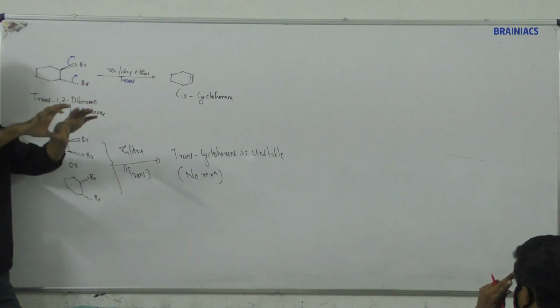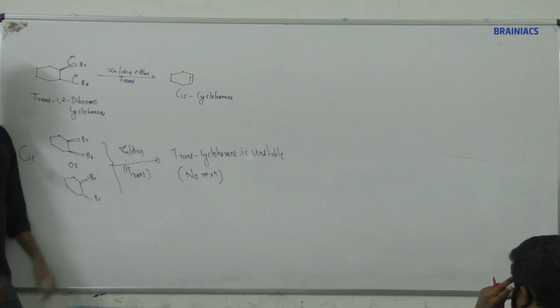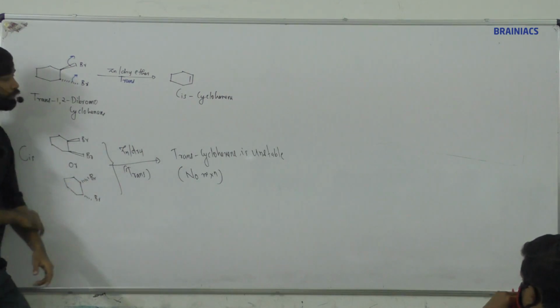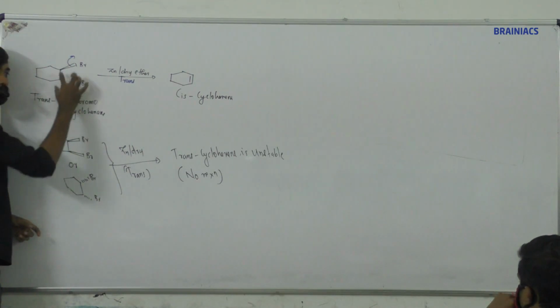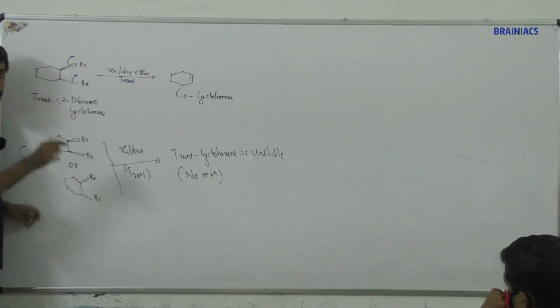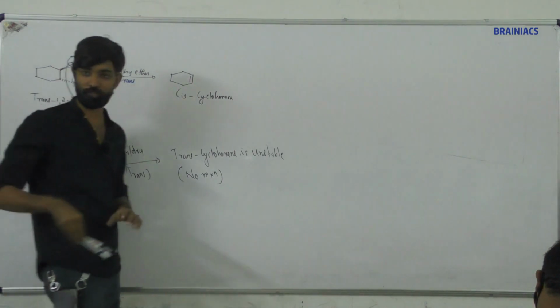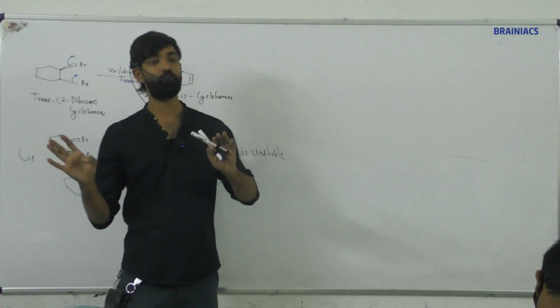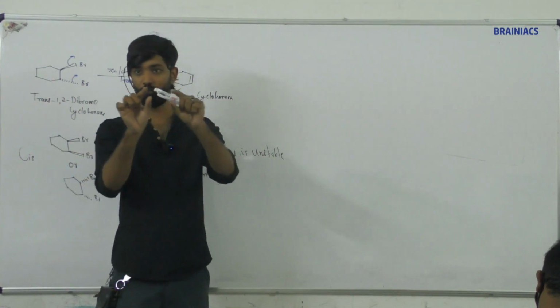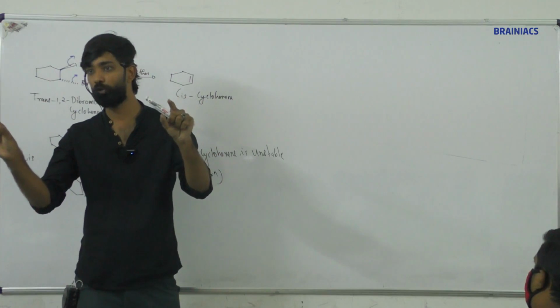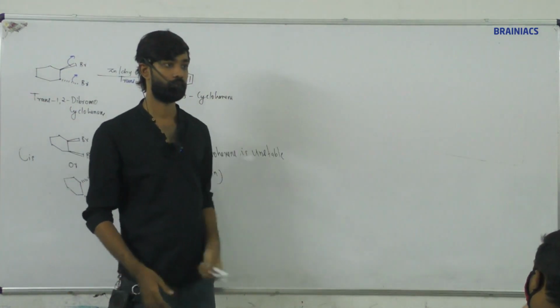How can you define cis and trans in an open chain? Open chain means single bonded. If it is a single-bonded cyclic molecule, no problem: geometrical isomerism is observed and we can easily define cis and trans. If it is a single-bonded open chain molecule, how can you define cis and trans? That's the question. Only if you can define it can you predict the product.